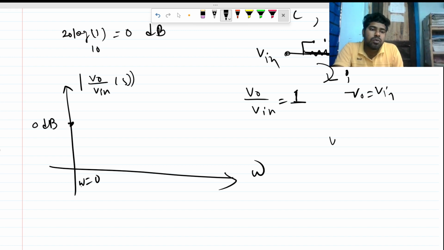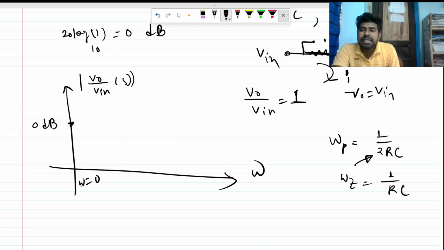Now we can see that the pole omega p was at 1 by 2RC, and omega z is 1 by RC. So which is the lower frequency? This is the lower frequency, right? So in this case the pole comes first. So let's say here is our pole. At the pole frequency we know the Bode magnitude plot decreases by minus 20 dB per decade. So let's say this is minus 20 dB per decade.